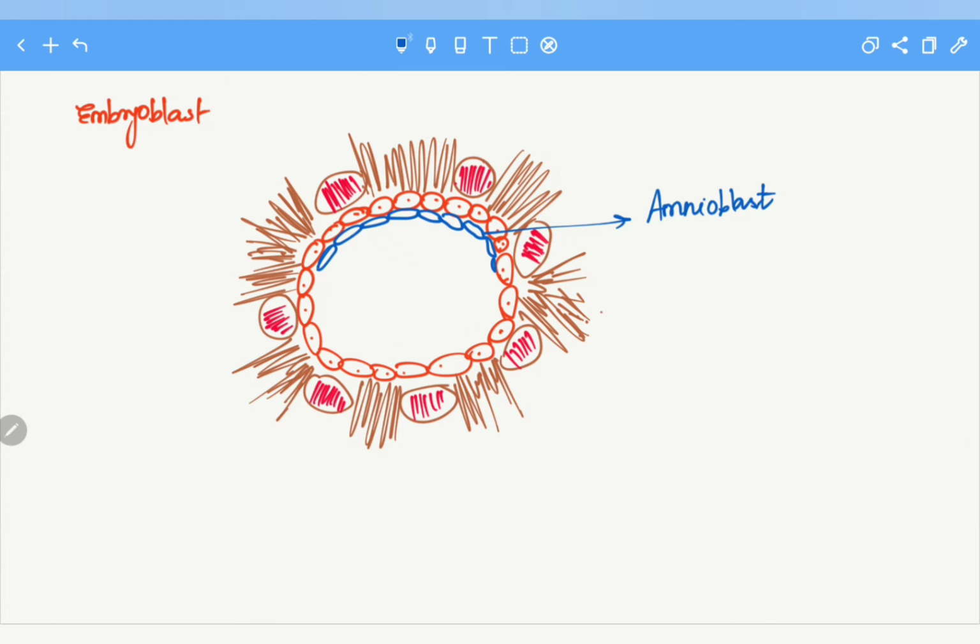There develops a cavity by leaving some of the embryoblast to become the floor of that cavity. These embryoblastic cells are columnar in shape. This cavity is called amniotic cavity. Since these amnioblasts form the roof of the amniotic cavity, they are called as amnioblast cells.